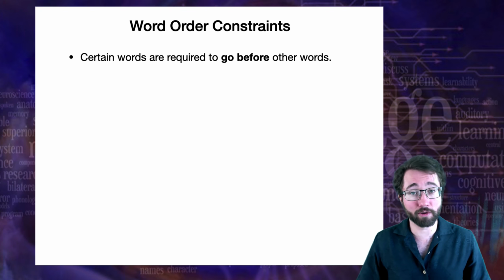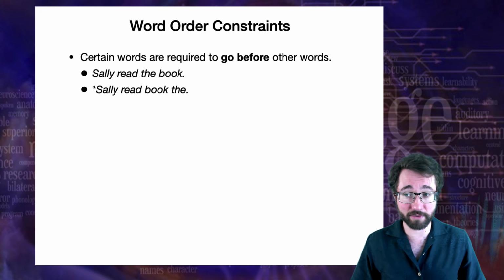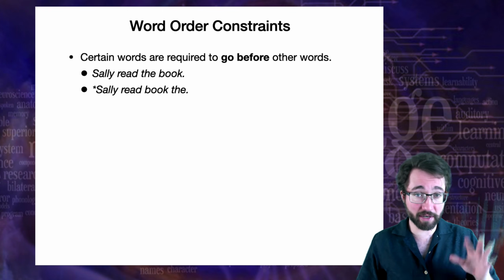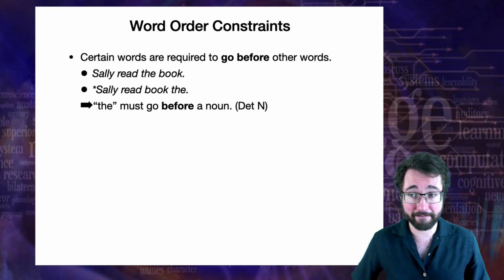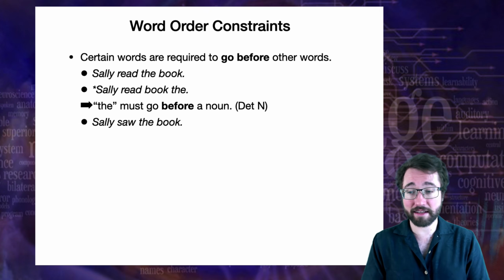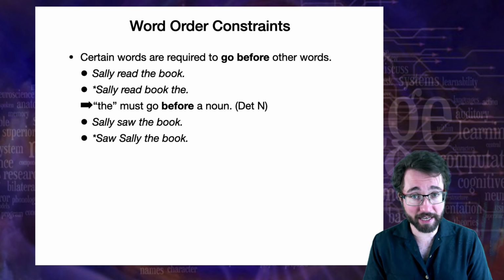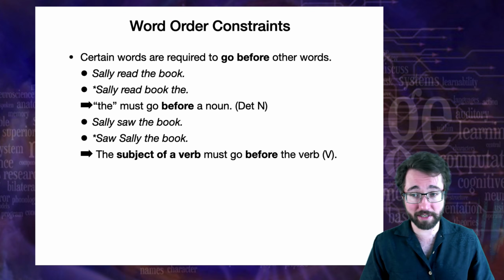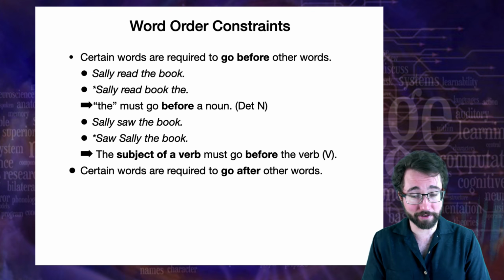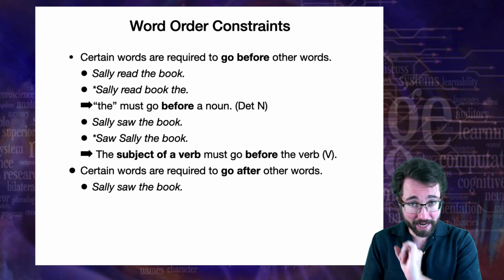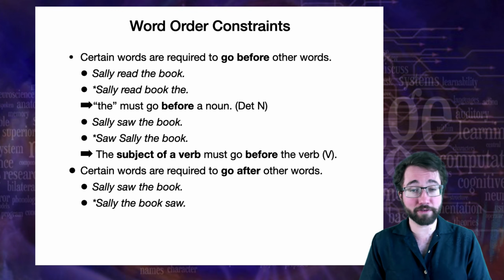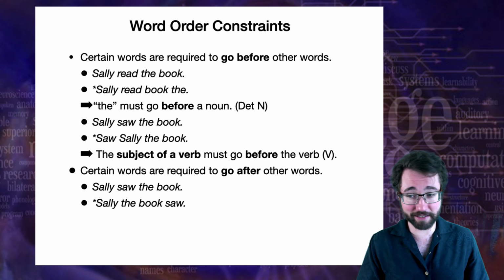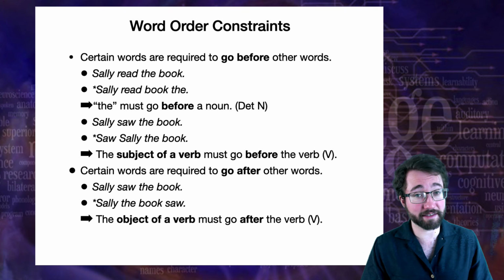So certain words are required to go before other words. Like Sally read the book, that's okay. Sally read book the, that's not okay because the determiner has to go before the noun. Sally saw the book is okay, but saw Sally the book is not. That shows that the subject of a verb has to go before the verb. Certain words are required to go after other words. Like Sally saw the book is okay. The noun phrase the book has to go after the verb saw. But if I move that noun phrase before the verb, then I would get Sally the book saw, and that's not grammatical English. So the object of a verb has to go after the verb.